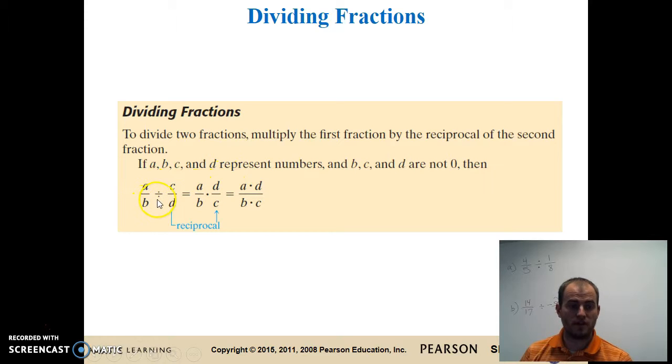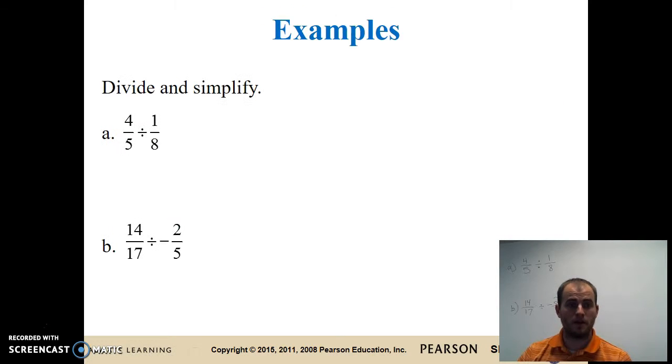So whenever you have A over B divided by C over D, you keep A over B the same, but you flip or write C over D as the reciprocal, D over C, and you switch it to multiply. Now we do the same thing we just learned in the first part of this section and multiply straight across. A times D over B times C. So let's look at some examples here.